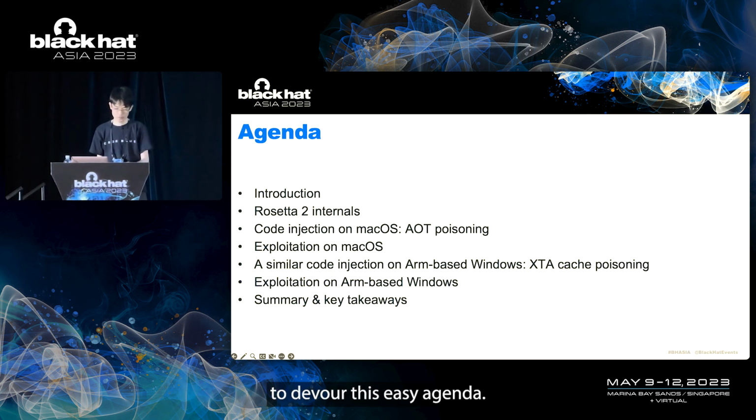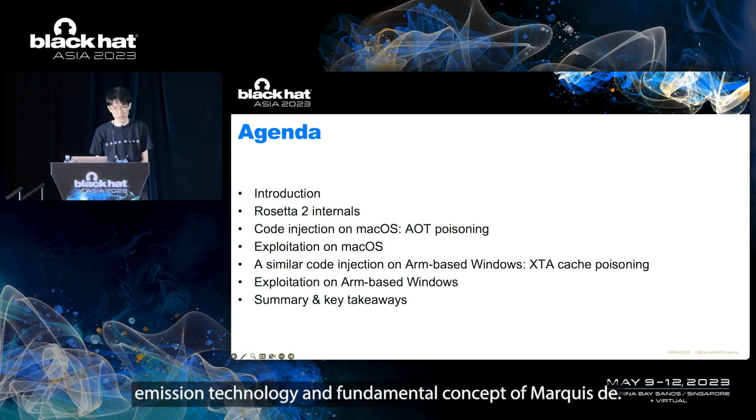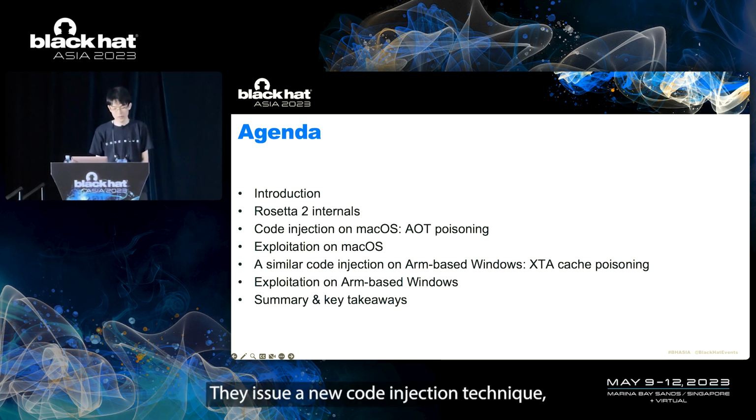This is the agenda. First, I introduce ARM-based OS's emulation technologies and the fundamental concepts of macOS security. Then I talk about the Rosetta 2 internals very briefly. Then I show a new code injection technique named AOT poisoning and how to exploit it on macOS. Then I show a similar new code injection technique on ARM-based Windows and how to exploit it. And then I summarize this talk and show key takeaways.